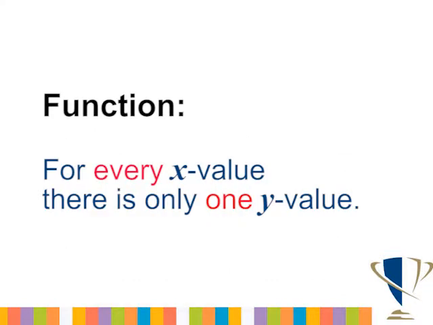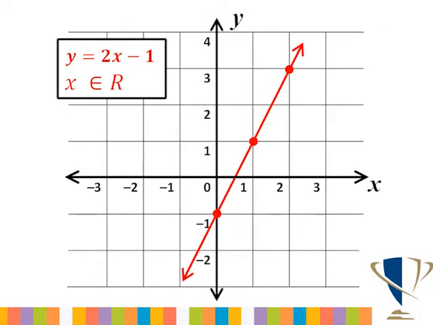If a rule or a formula produces only one y value for each x value, then we have a function. An easy way to check this is to look at the graph and use the vertical line test. Place a vertical line anywhere on the graph. Use a ruler to do this. Do you see that it cuts the graph at only one point?